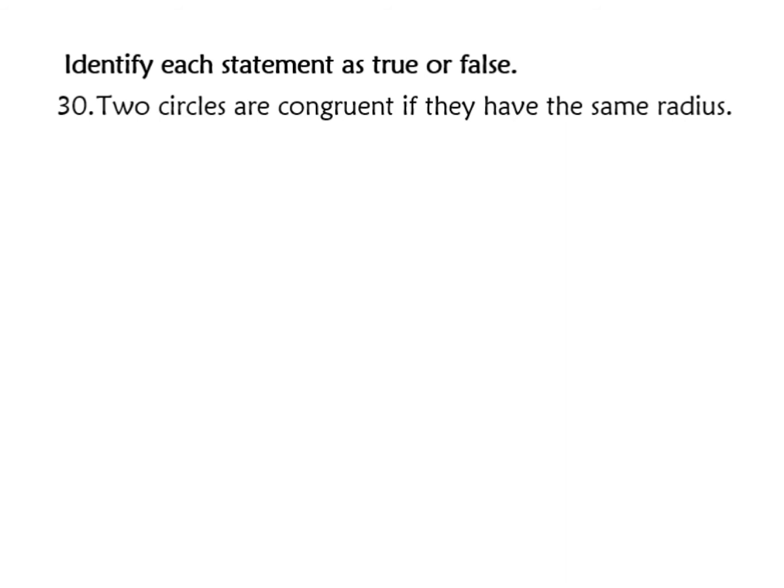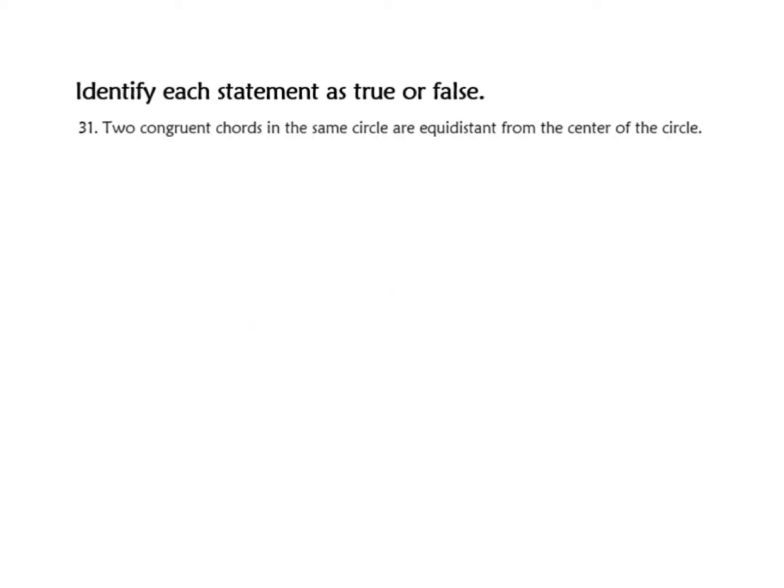Two circles are congruent if they have the same radius. That is true. So if two circles both have a radius of 3, oh, that's a bad circle there, but if they both have the radius of 3, then they are congruent.